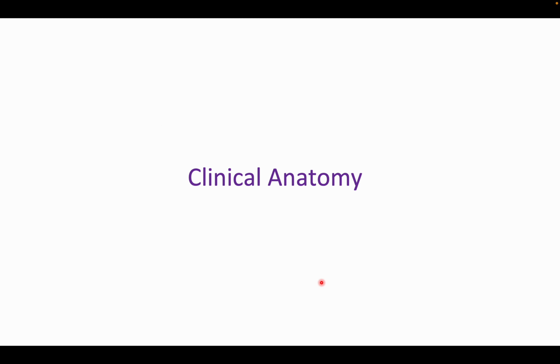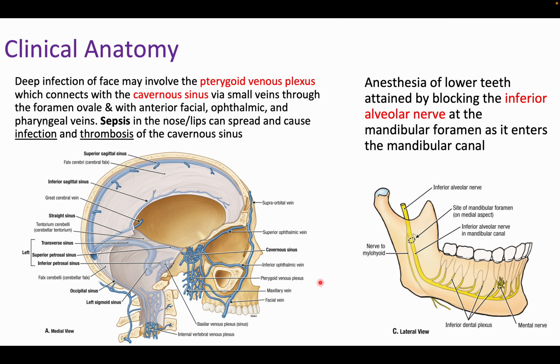And finally, to end the video, we'll look at some clinical anatomy. We've briefly looked at what each of these are, but we'll go into a little more depth. If you have deep infection of the face, then it can involve the pterygoid venous plexus. And the pterygoid venous plexus connects with the cavernous sinus. You can see how close they are and how they have multiple connections. They're small veins that are going to run through the foramen ovale to connect this. And it's also connecting with the anterior facial, ophthalmic, and pharyngeal veins. So all up in here.